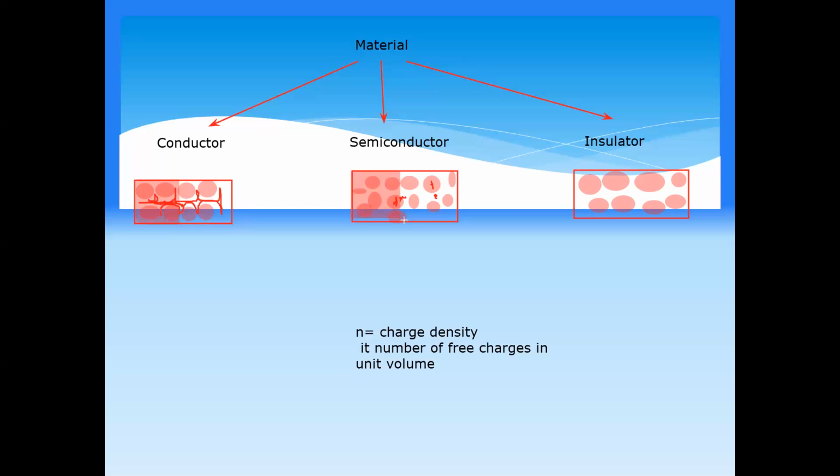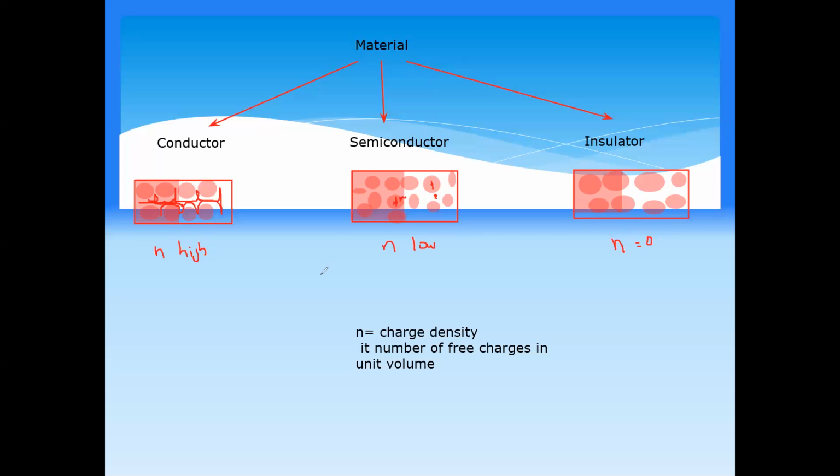a conductor, semiconductor, and insulator. So which one will have the highest value of charge carrier density? Conductors, semiconductors, or insulator? Conductors will have the highest value because there are more free charges. So the charge density for the conductor is very high, for the semiconductor it is low, and for the insulator it is zero, as it does not have any free charges in a unit volume.